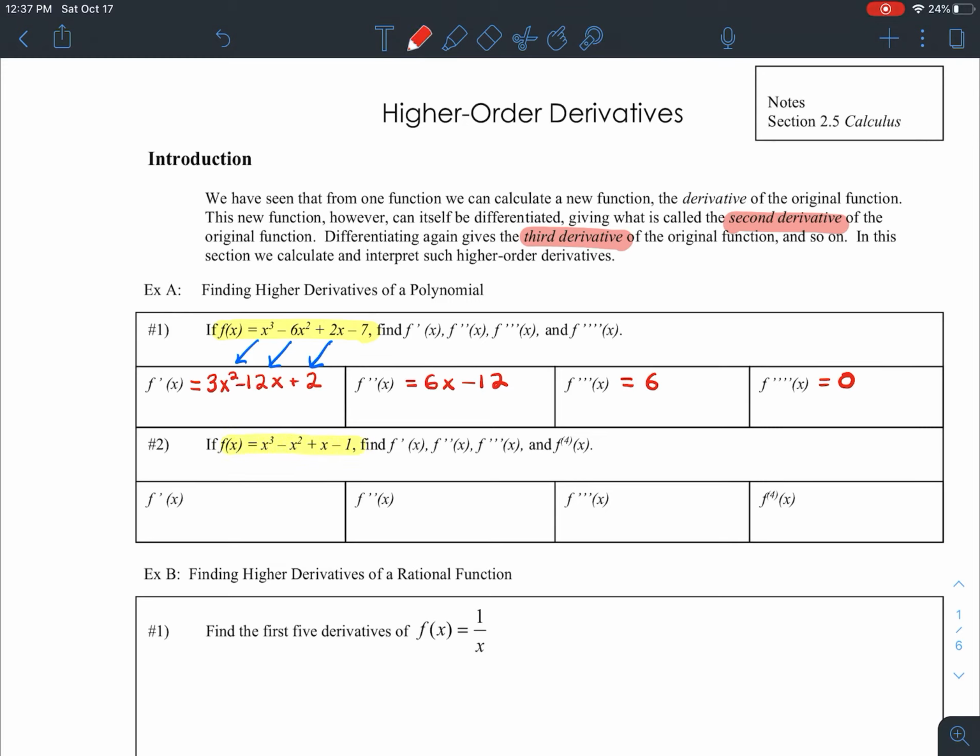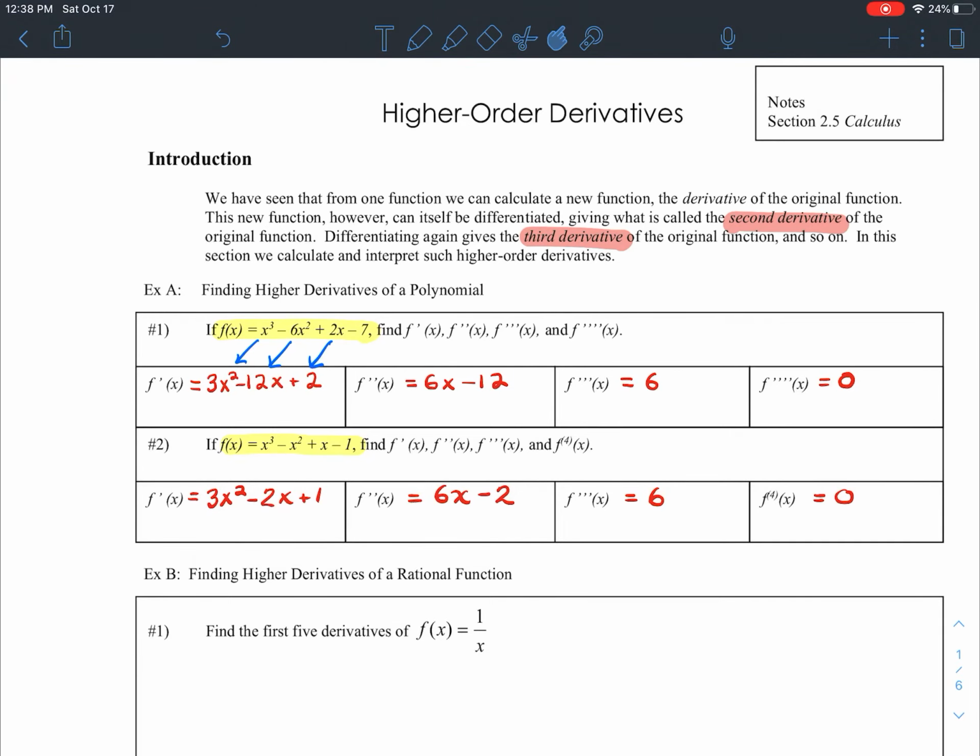Okay, so let's go ahead and try another one here. Here's the original function. Our first derivative would be 3x squared minus 2x plus 1. Second derivative, 6x minus 2. Third derivative, 6. Fourth derivative and beyond, 0. And that was just a coincidence that these were exactly the same here. Okay, all right, so that seems pretty simple.